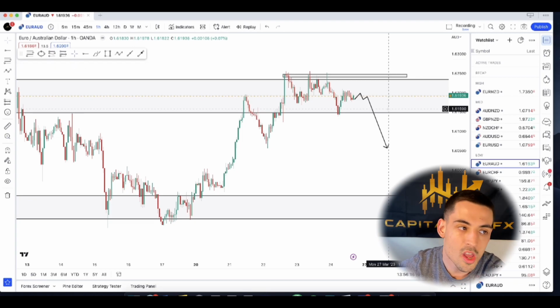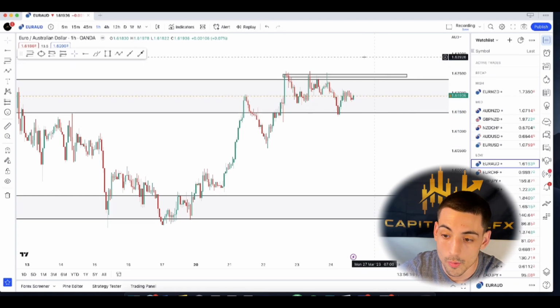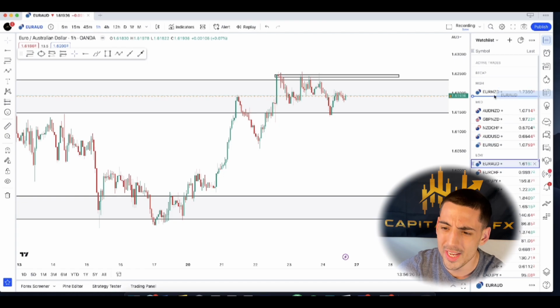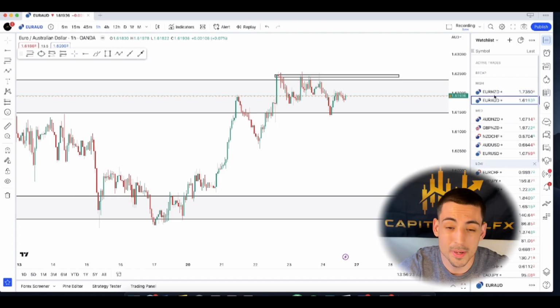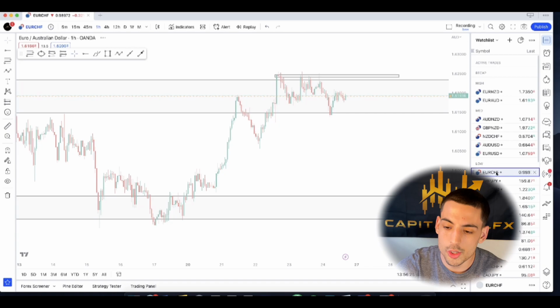That's what we want to see when we're looking for bearish price action around significant resistance levels. So I'll definitely be putting this in my high priority for potential sells on Euro AUD. Let's switch to Euro CHF.